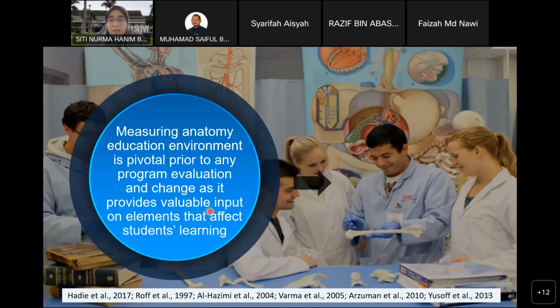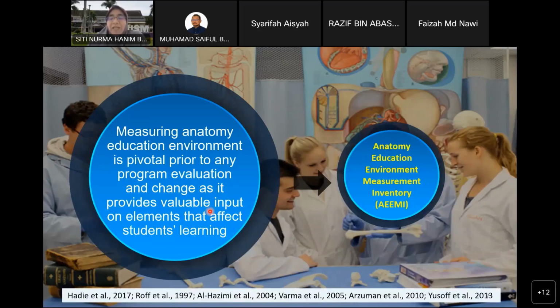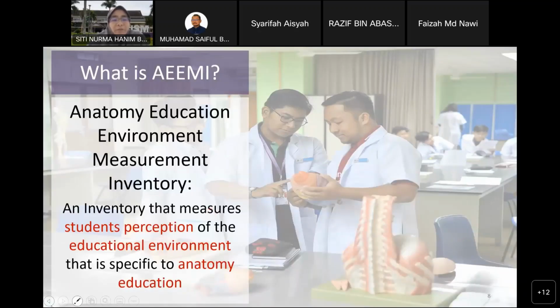And that's why we produce AEEMI, Anatomy Education Environment Measurement Inventory. So at this point, I believe that everyone knows already what is AEEMI. AEEMI is just an inventory that measures students' perceptions of the educational environment that is specific to anatomy, and it was developed in 4 phases.